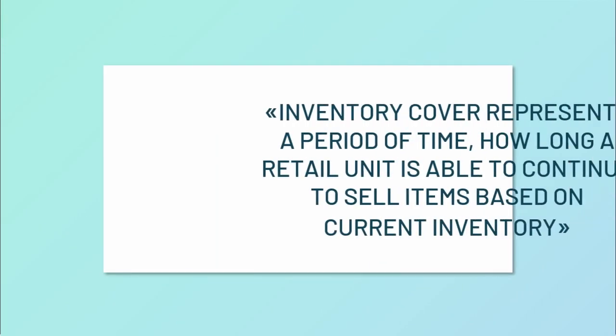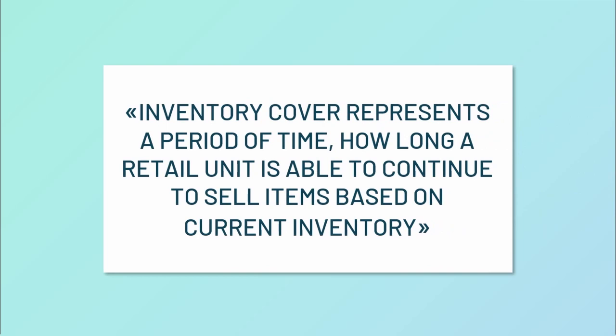Inventory cover or stock cover represents a period of time, how long a retail unit is able to continue to sell items based on current inventory. To put it in another way, it indicates how many weeks or months of sales a retailer can cover with the current stock. It is usually represented in weeks or months. It's also known as weeks coverage or months coverage, forward coverage, stock cover, or weeks on hand or months on hand.